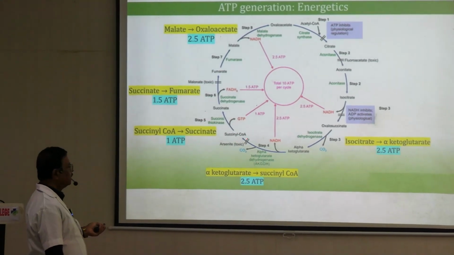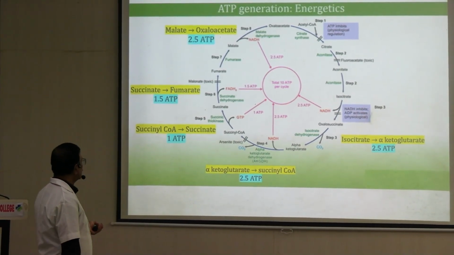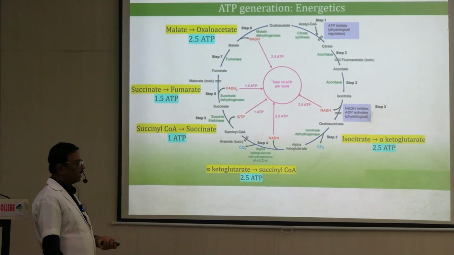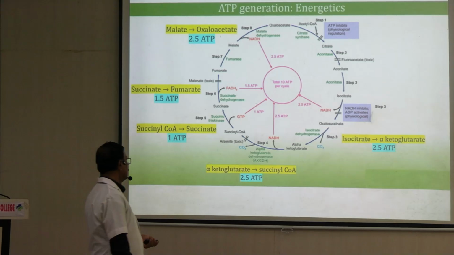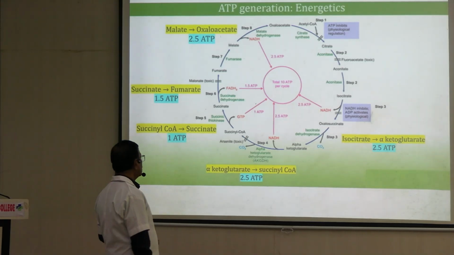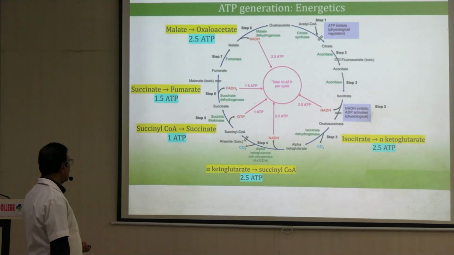1 FADH2 where catalysis occurs by succinate dehydrogenase, then one substrate-level phosphorylation occurring in the succinate thiokinase reaction. So we have 3 NADH, 1 FADH2 and 1 ATP.